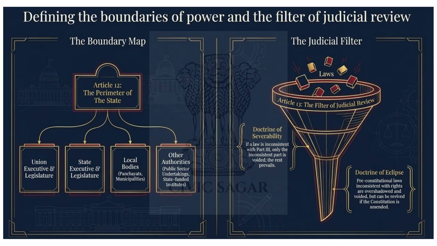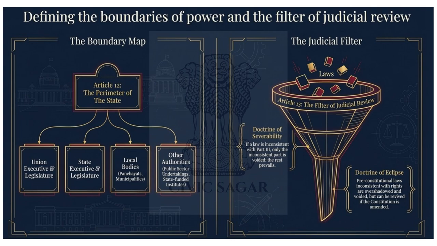Next, we look at the structural machinery that protects these rights. Articles 12 and 13. Article 12 maps out the perimeter of the state. It defines exactly who you can hold accountable if your rights are violated. It includes four main pillars: the Union Executive and Parliament, the state executives and legislatures, local bodies like panchayats and municipalities, and other authorities, which covers public undertakings and state-funded institutes. Once an entity is labeled as the state, it is strictly bound by the rules of fundamental rights.